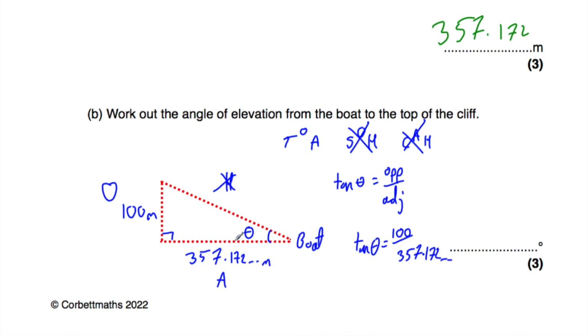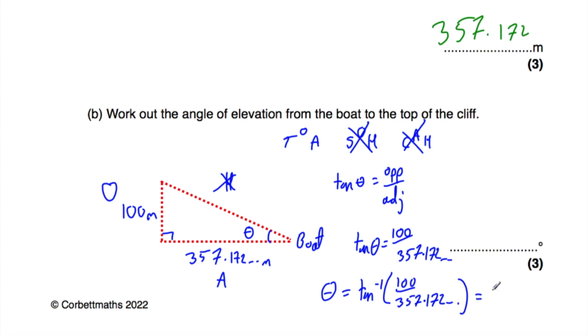Now I don't want the tan of this angle, I want to find the size of the angle, so I need to do the inverse tan. And that'll give us that beta is equal to the inverse tan of, open up brackets, 100 over 357.172 and so on. On my calculator, I'll press shift tan, then the fraction button, type in 100 on the numerator, and on the denominator I'll press answer because that's my previous answer, and then close brackets.